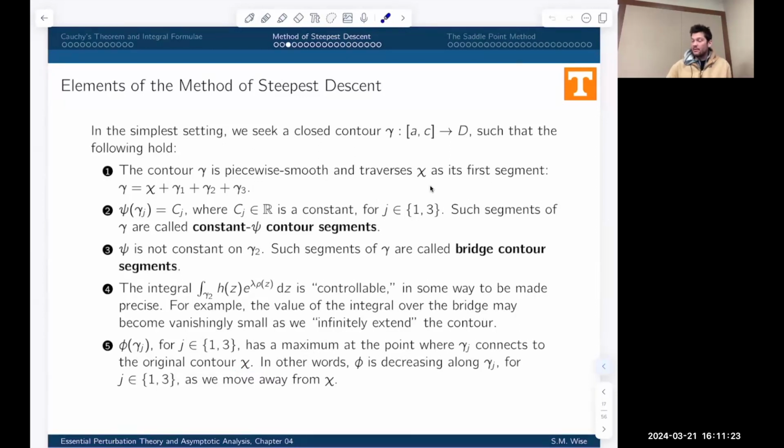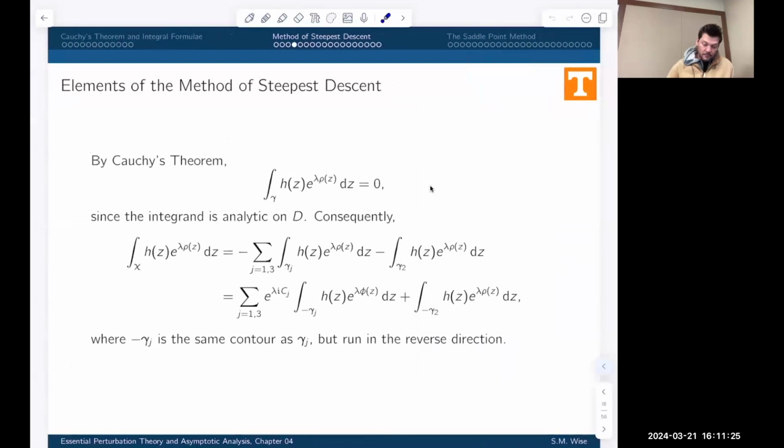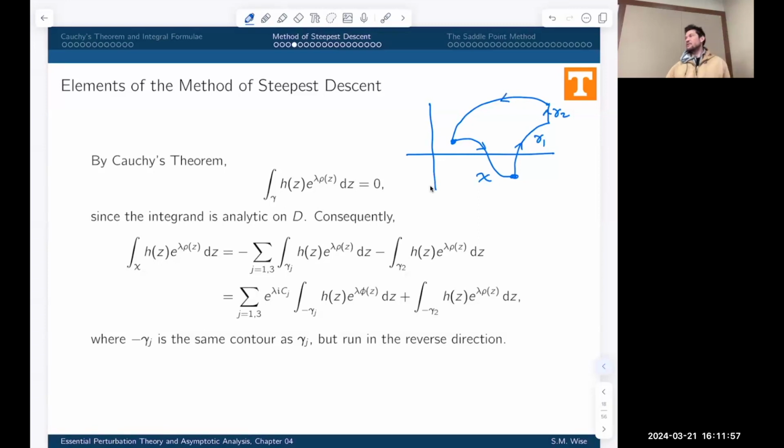So I'm going to review all this with a picture. Our original contour was like this, that's chi, but we're creating new contour pieces: gamma 1, a little bridge contour gamma 2, and then finally gamma 3 gets us back to chi. And we're going to traverse this in the counterclockwise direction. That's the standard.